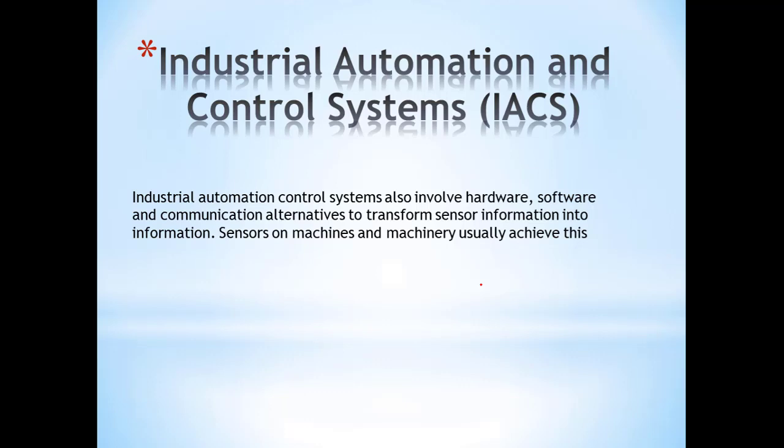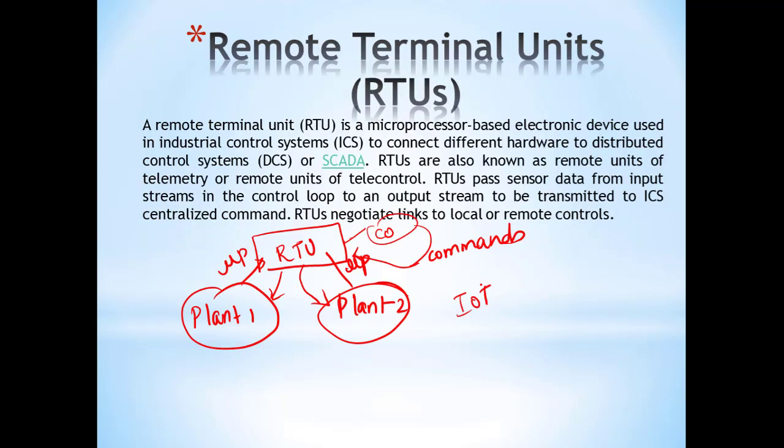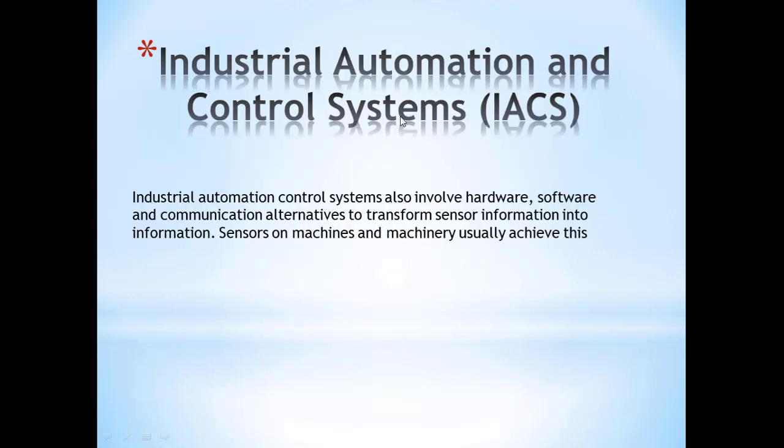This entire thing which I said is passed here as commands from the RTU, and will be passed here to plant 1 and plant 2. This entire thing is said to be your industrial automation and control system, because based on the data that we have received from the plant, it shows certain commands to control the process that is involved in the plant.